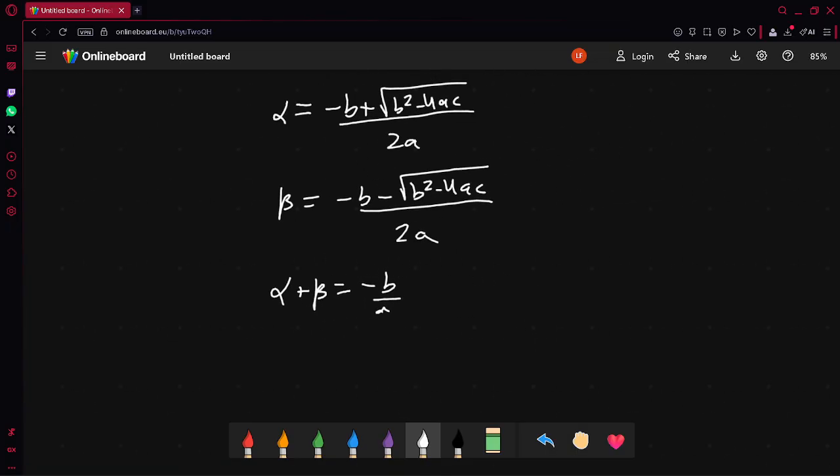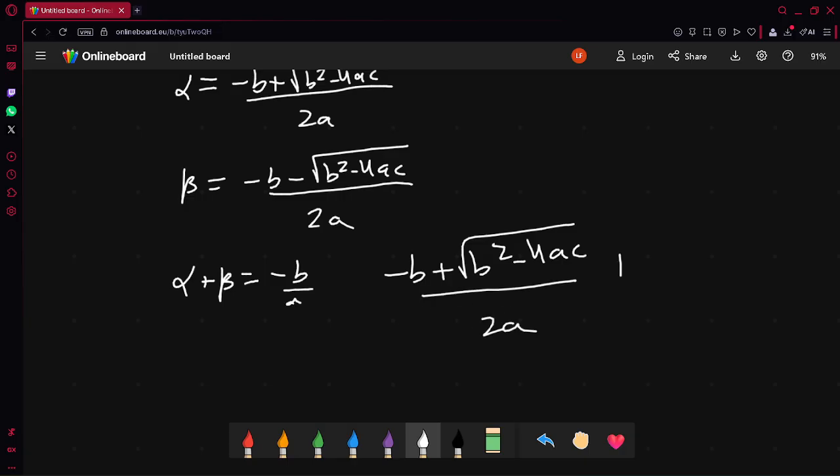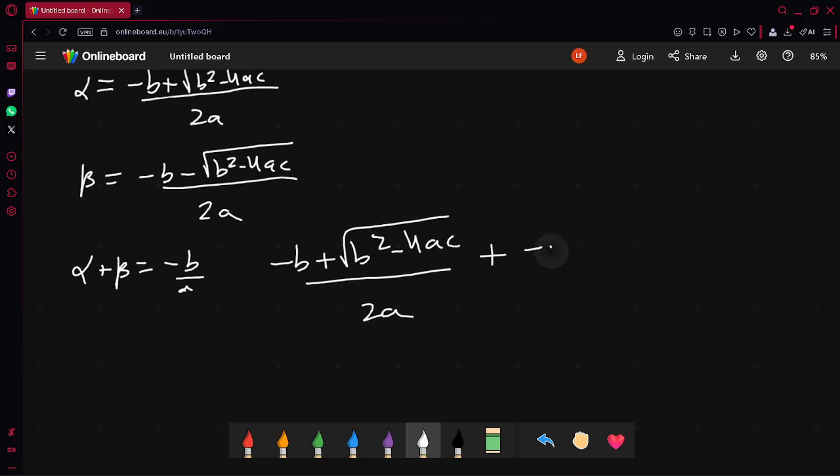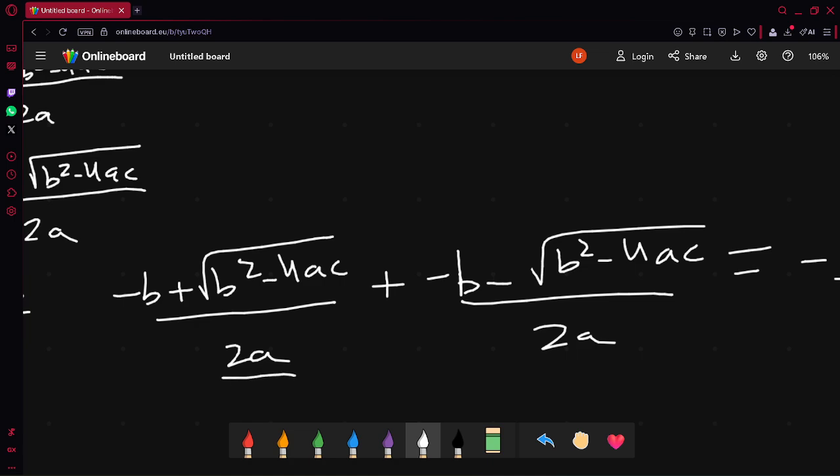How do we do this? We can say that -b plus the square root of b squared minus 4ac over 2a plus -b minus the square root of b squared minus 4ac equals -b over a. Now we can prove this. The denominators are the same, so we can just join these two terms. And we'll just erase this.